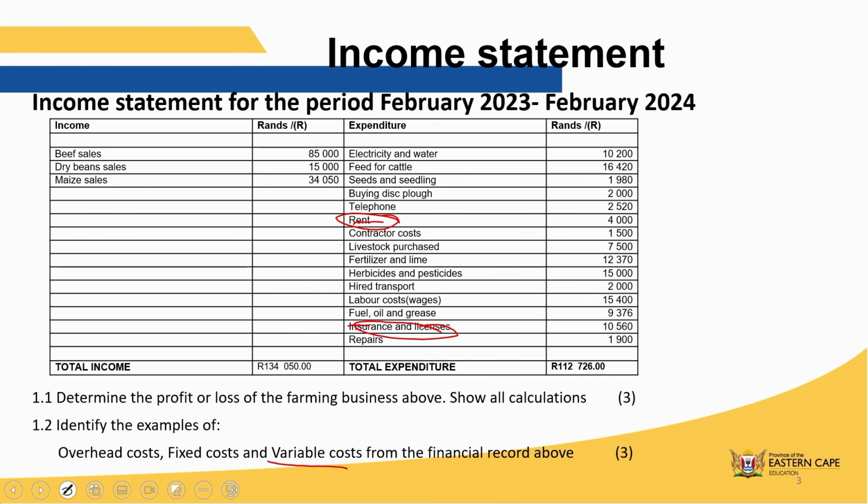For example, the fertilizer and lime. The fertilizer and lime will change as the production changes. The herbicides and pesticides that are bought will change as the production changes. Water use and water bills will change as the production changes. So those are the types of costs that we have identified from the income statement. So that is an income statement. It is a summary of income and expenditure of a farm business.